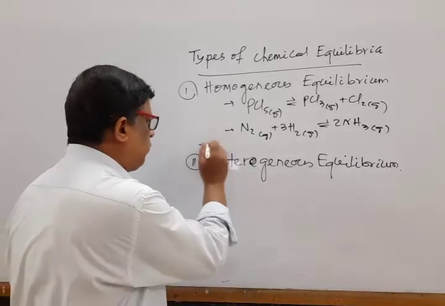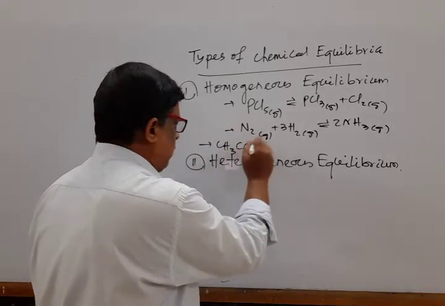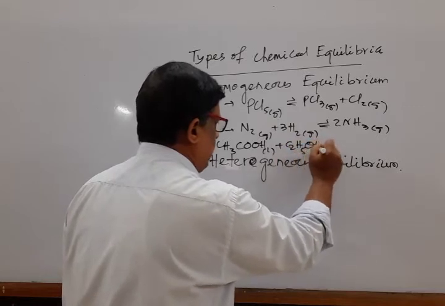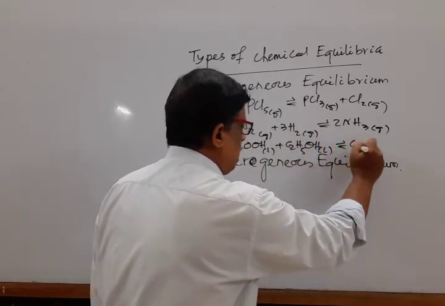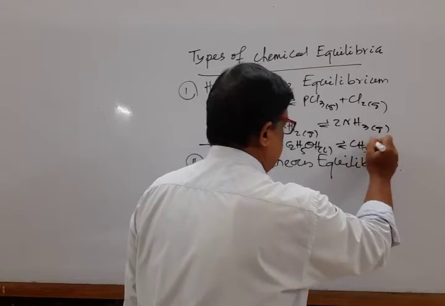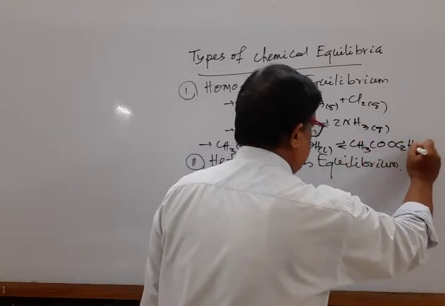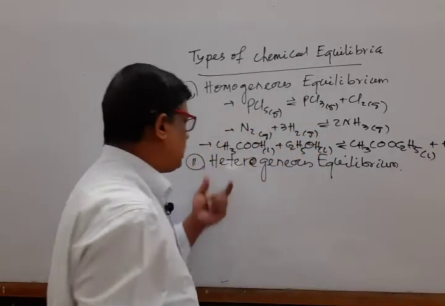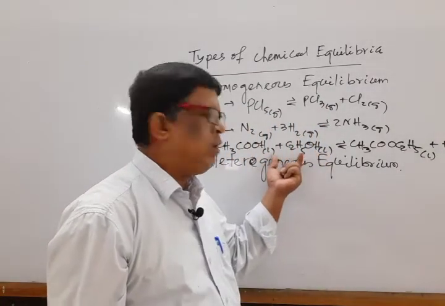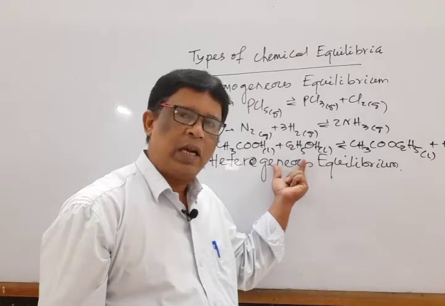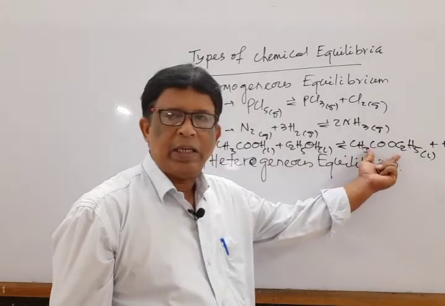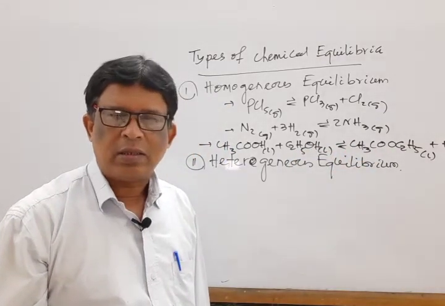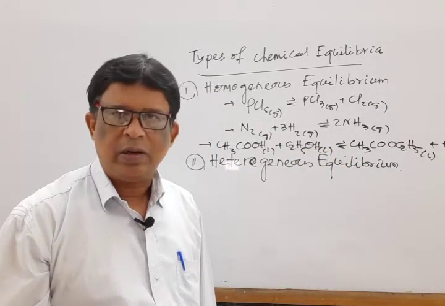Mark that. Another one, CH3COOH liquid plus C2H5OH liquid reversible, that is, CH3COOC2H5 liquid plus H2O liquid. That is acetic acid combined with ethyl alcohol, it is an organic reaction we study later, to form ethyl acetate ester plus water. In this case also, all the components are in one phase, that is liquid.